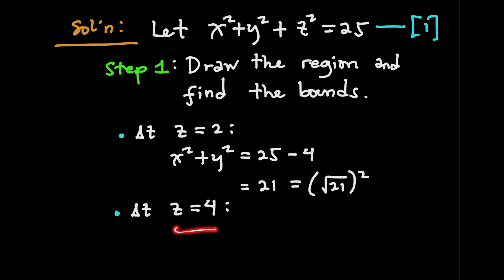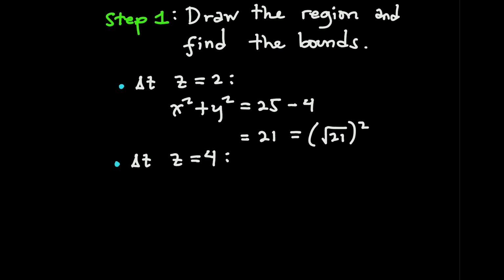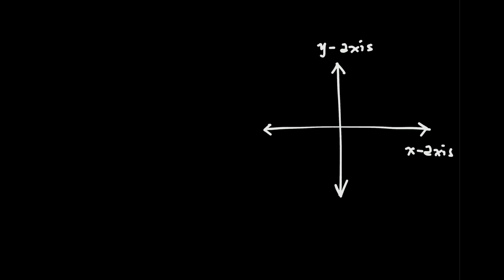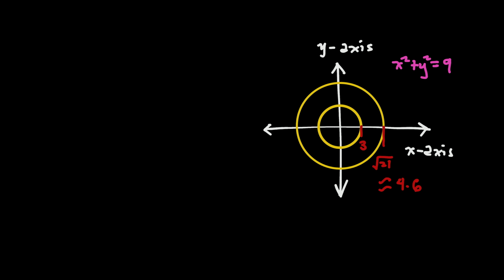Now, for z equals 4, we apply similar steps and then we obtain this one. This time, we have a circle with radius equal to 3. Let us now graph these equations in the xy plane. First, we have the radius 3 and then this circle. For the value square root of 21, this is approximately 4.6. Hence, we have these circles with the following equations.